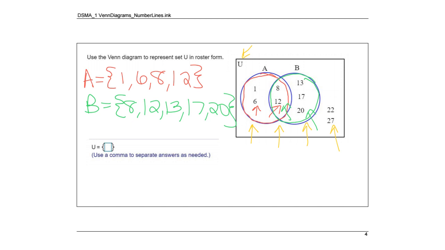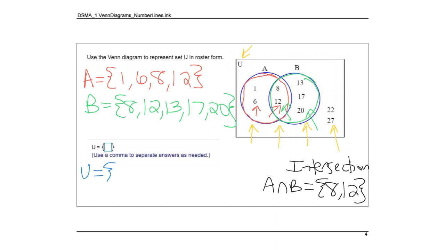Let's look at intersection. For the intersection, remember that's what's in common. If I look at A intersection B, that would only be those two items in the middle. Those are the two items that are the overlap. Those elements are both in A and B. Okay, but that's not what the question's asking. The question wants everything. So we have to go along and grab absolutely everything, but the 8 and the 12, we're not going to count twice. We're only going to count them once.